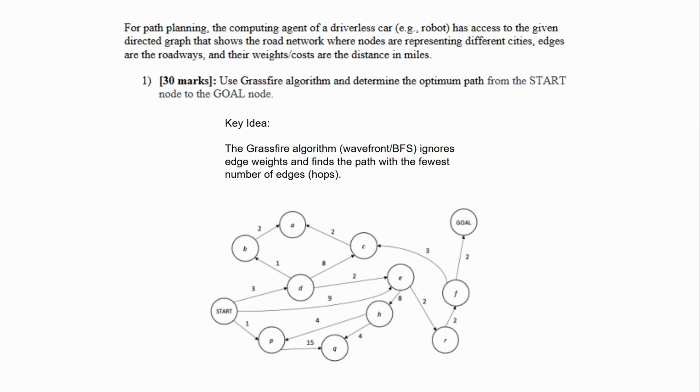So for path planning, we have a driverless car, and it's been given a directed graph that shows the road network, where nodes represent different cities, edges are the roadways, and their weights, costs, or the distance in miles. So I have to use the grassfire algorithm and determine the optimum path from the start node. The key idea for the grassfire algorithm is that it ignores edge weights and finds the path with the fewest number of edges, so hops.